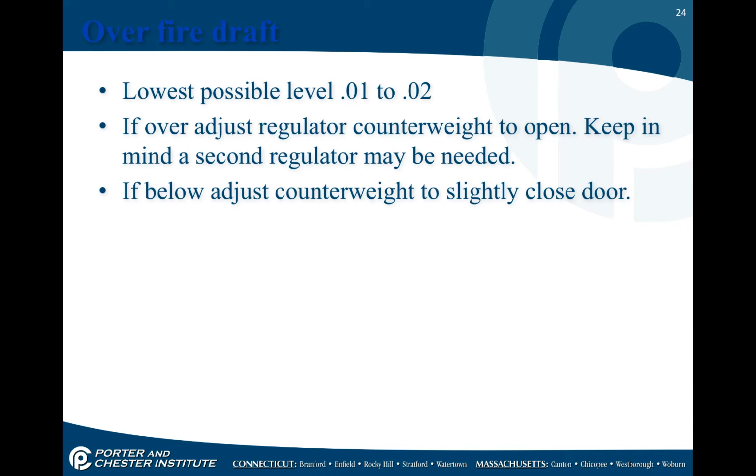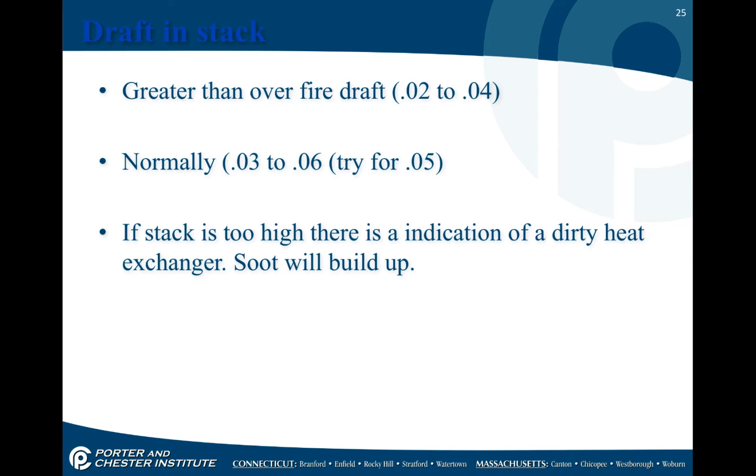The lowest possible level of over the fire draft is a negative 0.01 to a negative 0.02. If over, adjust the regulator counterweight to keep it open. In other words, if your draft is too high, so if you were reading a 0.05 over the fire, adjust the counterweight on the draft regulator door to open that door a little bit. You might have to add a second regulator also. If your draft is too low, you want to close the counterweight to slightly close the door. So it's all done with that counterweight on that draft regulator.